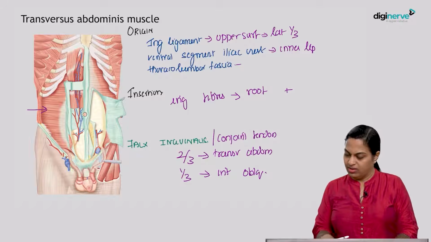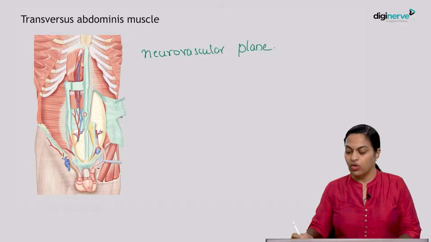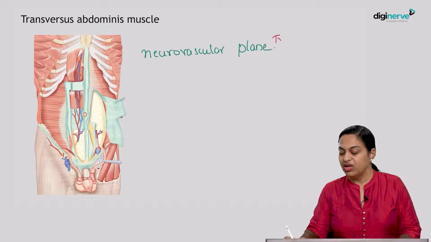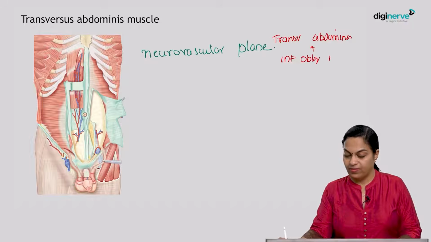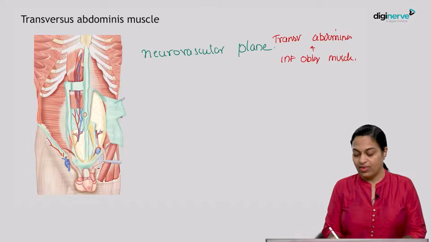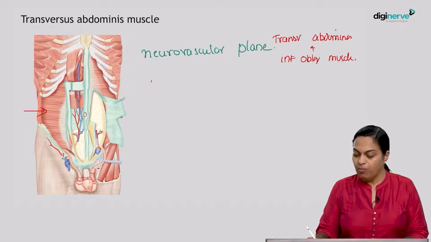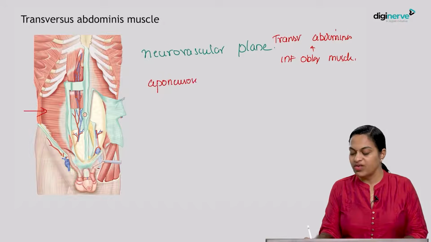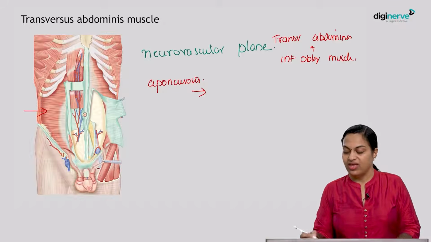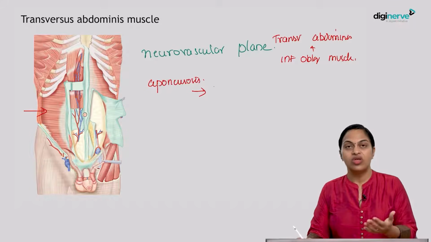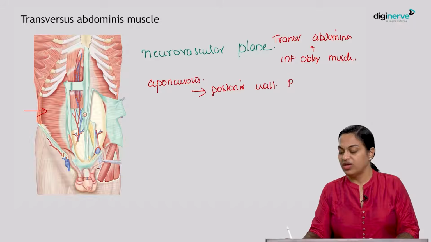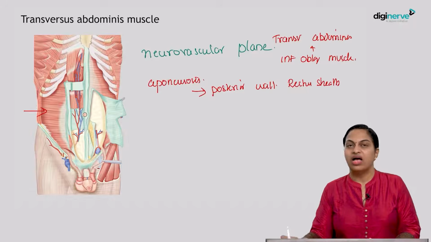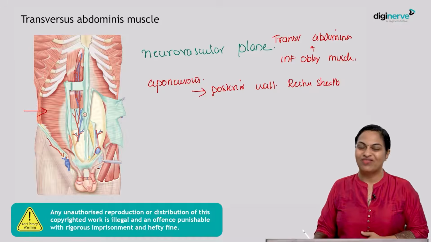Yeah. And then we have seen that the neurovascular plane lies between the transversus abdominis muscle and, yes, the internal oblique muscle. Fine. The aponeurosis of this transversus abdominis muscle, yes, will lie posterior to the rectus abdominis. It will contribute to the posterior wall of the rectus sheath below the costal margin, a point midway between the umbilicus and the pubic symphysis.